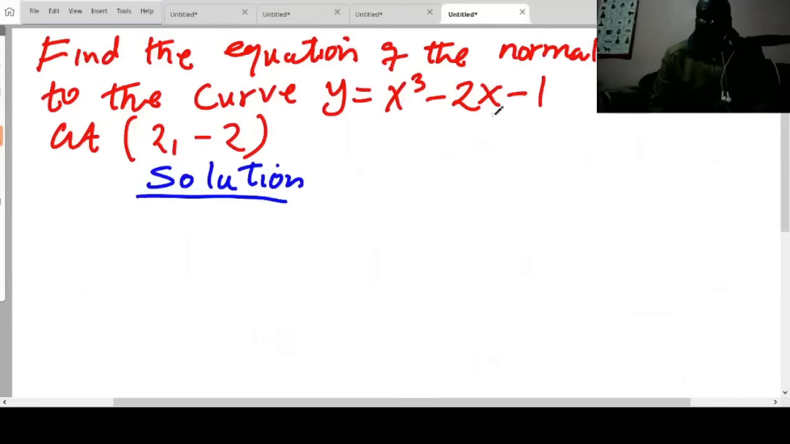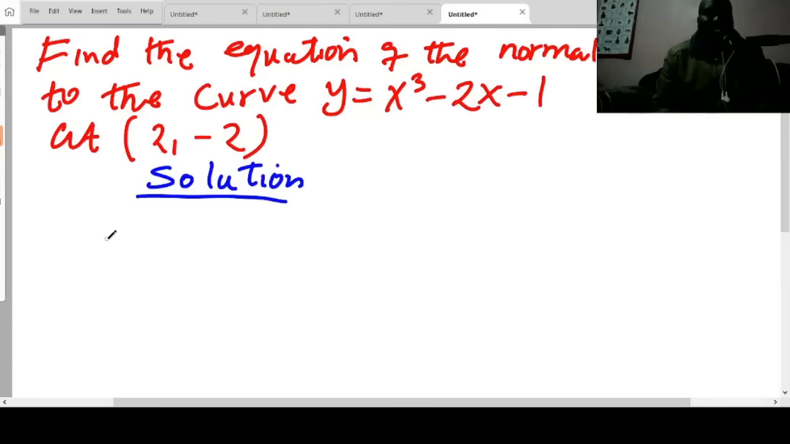Find the equation of the normal to the curve y is equal to x cubed minus 2x minus 1 at the point 2, negative 2. So that is the point. Now remember, this one is a 3 marks question. Rule number 1, you need to get the gradient of the tangent. And you should remember that the tangent and the normal are perpendicular. Now that is the knowledge. Now see the way we are going to do it.